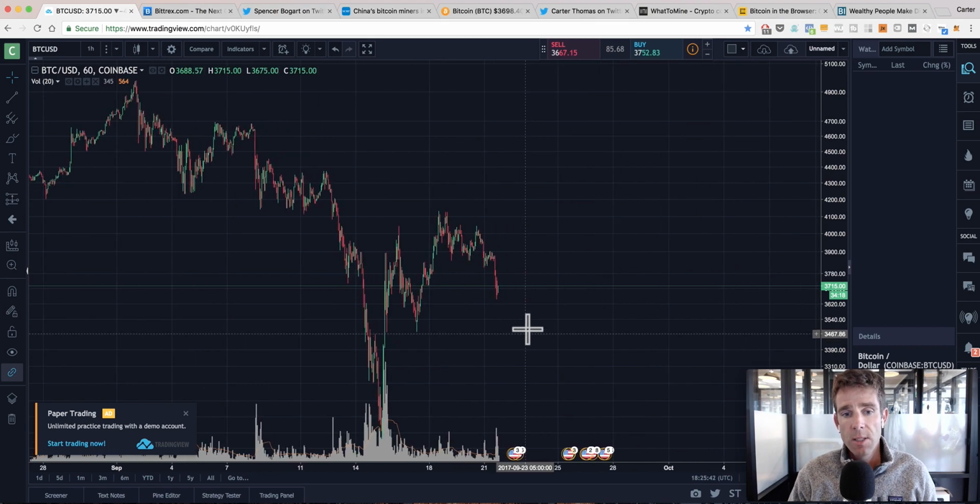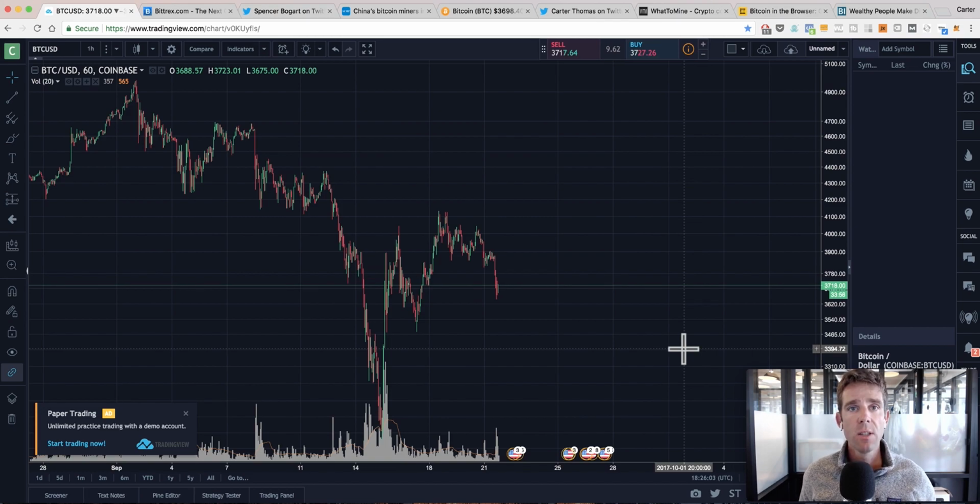So that's the way I'm looking at this. Overall, I think it's kind of showing us that we're going sideways, maybe going down a little bit. And as this starts to create a more clear trend, you all need to make sure that you are prepared, right? If it does go down to 2,000, how are you going to capitalize on it?